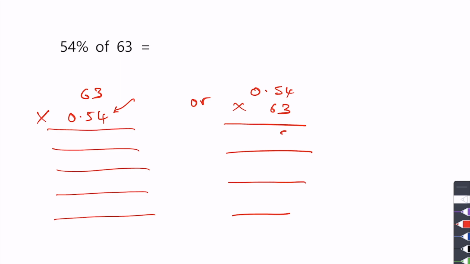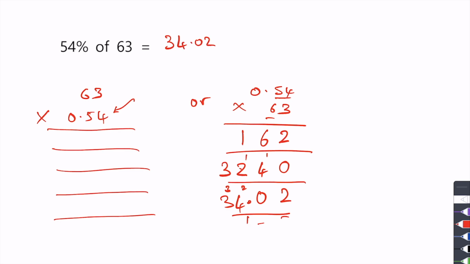So 3 times 4 is 12, carry the 1. 3 5s are 15, add the 1 gives me 16. 3 zeros are 0, add the 1. New number, new line, start with a 0. 6 4s are 24. 6 5s are 30, add my 2, gives me 32. And 6 zeros are 0, add my 3. Add the numbers up, gives me 10 there, 4, 3. 2 numbers after the decimal point, go back 2 places, 34.02. And there is your answer. So I hope you got that correct.